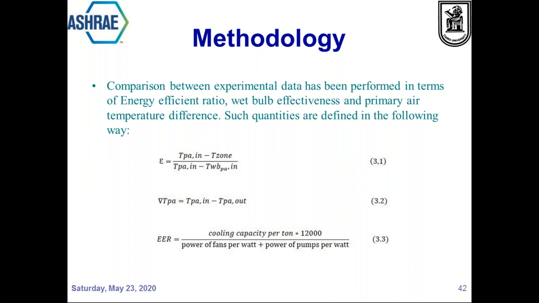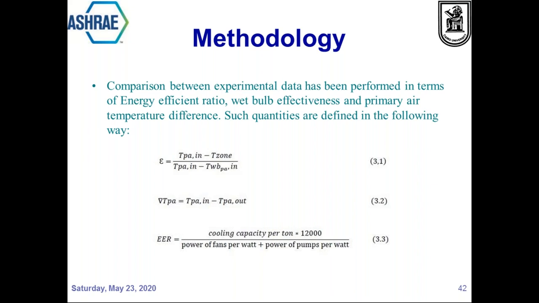Okay, sir. Another question from Vivek Balero. He wanted to ask, what is the lowest temperature difference in primary air temperature with reference to the secondary air temperature, indicating the efficiency of the heat exchanger?